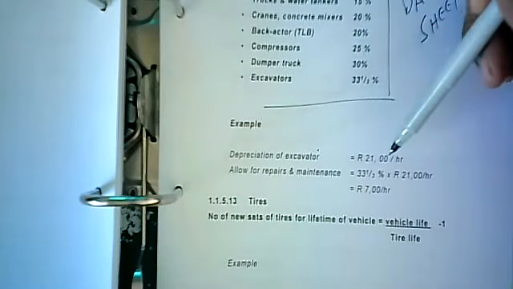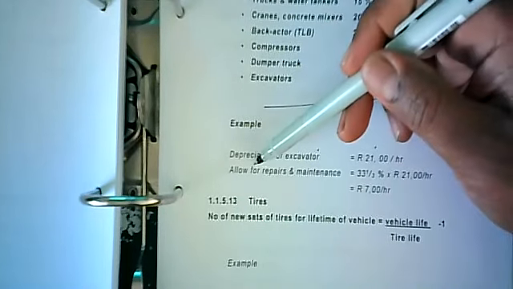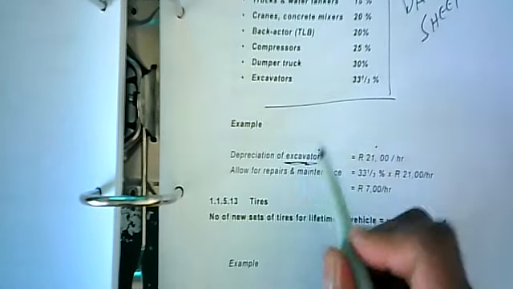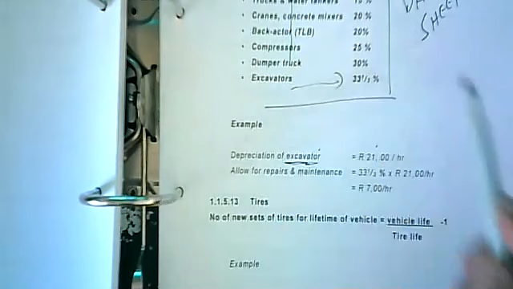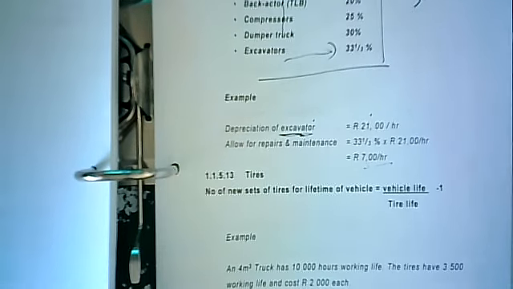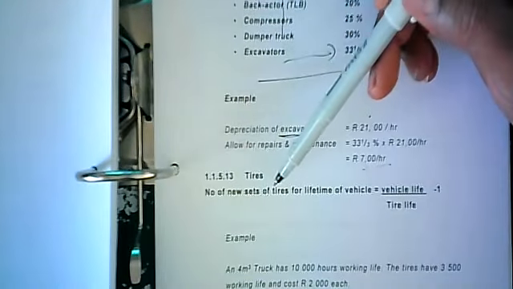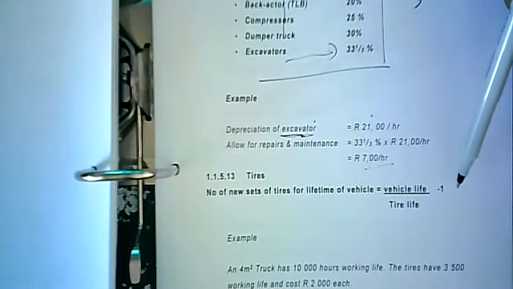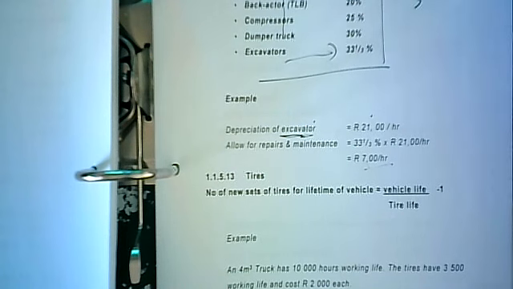Depreciation of an excavator, 21 Rand per hour, allow for repairs and maintenance. We said excavator. So what is excavator? There we go. 33 1/3 times that, and you get 7 Rand per hour. All right, next one, tires. New set of tires for a lifetime of vehicle is equal to vehicle life minus 1 over the tire life.